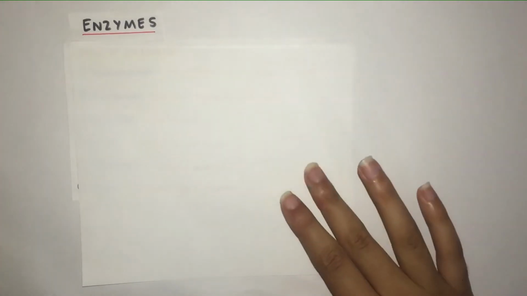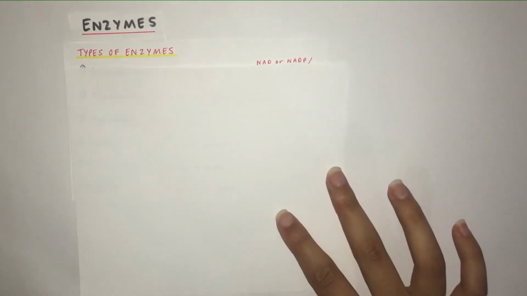Enzymes are biological molecules, typically proteins, which help reactions in our body to go faster. You'll commonly see them written above an arrow in the metabolic pathways that you'll look at in biological chemistry. So now we know what enzymes are. Let's look at the types of enzymes.